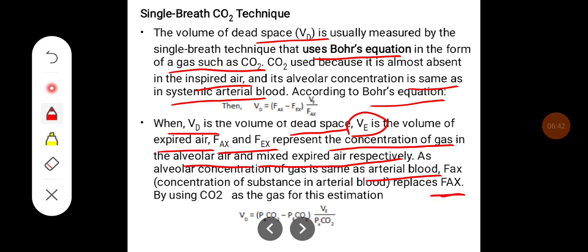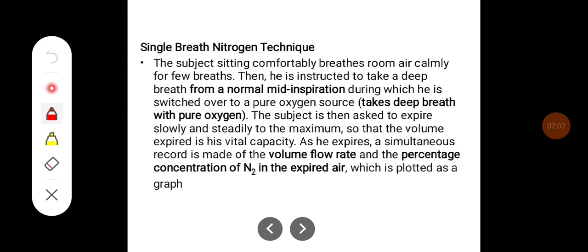By using the gas equation for this estimation, dead space is equal to the partial pressure of carbon dioxide in the artery minus the concentration of carbon dioxide in the expired air, into the ventilation, divided by the partial pressure of carbon dioxide in the blood. This can also be determined by the single breath nitrogen technique.